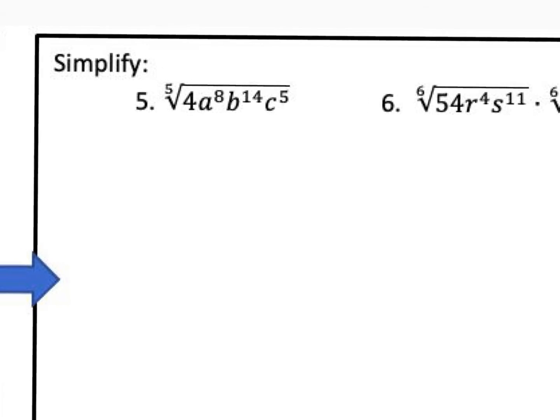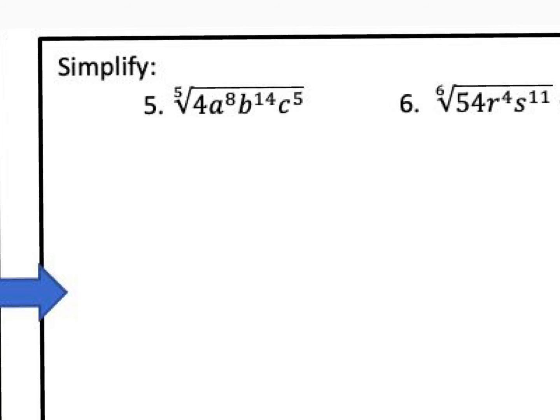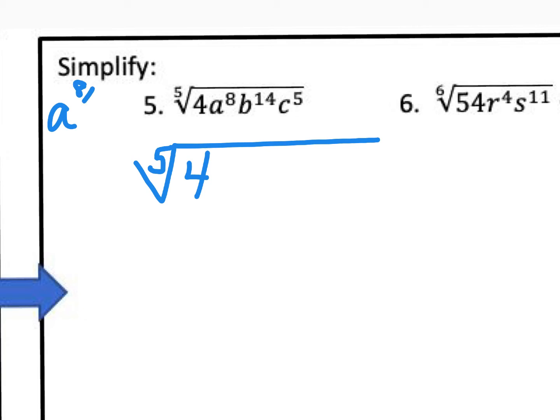So let's start here with this 5th root of this expression. I'm going to look at my coefficient, 5th root of 4. Well, that makes my life easier because 4 is not going to break down. There's no perfect 5th powers that go into 4, so that stays inside. Now a to the 8th, I think exponent divided by index, so a to the 8/5. That means 5 goes into 8 1 time, so an a to the 1st comes out, and I would have 3 a's left over.